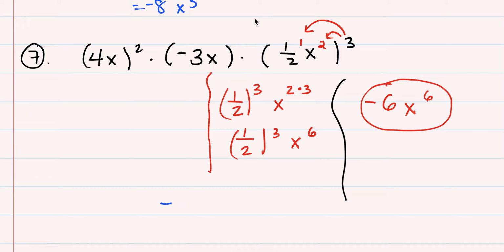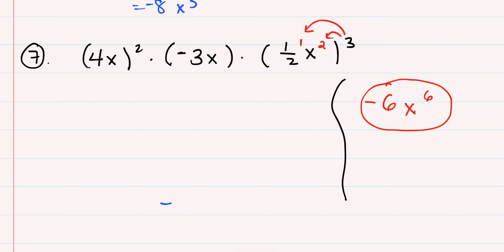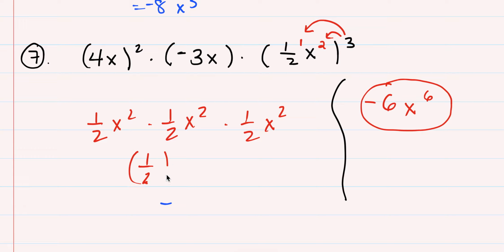Again, you can write this out. So you'd have 1/2 x squared times 1/2 x squared times 1/2 x squared, because there's 3 of these. You see you get 2, 4, 6. So you get the 1/2 cubed, exactly what we said, and then we have x to the 6 because 2 plus 2 plus 2 is 6.